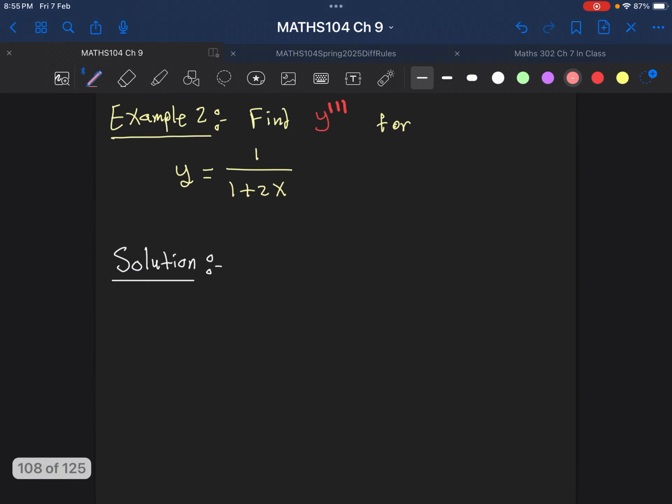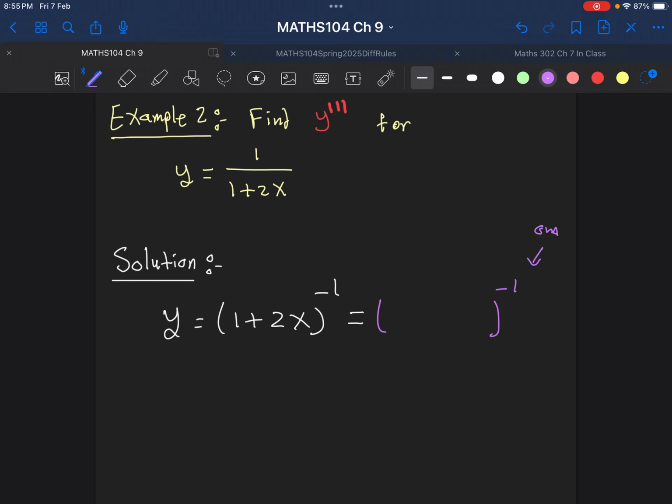Example number 2, we need to find the third derivative of this function. Before I solve this question, let me rewrite it using this formula. And if we use the chain rule, this will be the outer function, and the inner function will be 1 plus 2x. That would give me an easier time to find the derivative.